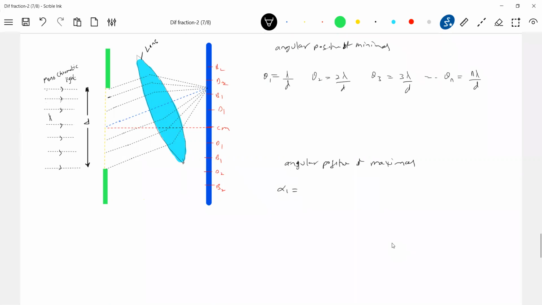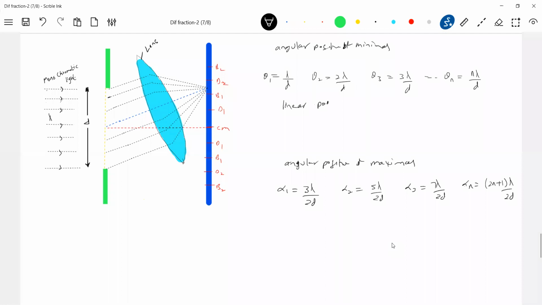What is alpha 1? I think it will start from 3 lambda by 2D, no? Can anybody generalize it? So n will start from 1, no? Therefore this will be (2n plus 1) lambda by 2D. Am I right? Put n equal to 1, 3 lambda by 2D. Put n equal to 2, 5 lambda by 2D. Put n equal to 3. Is it satisfying this equation? Similarly, I want the linear position. This was the angular position; this is the linear position.